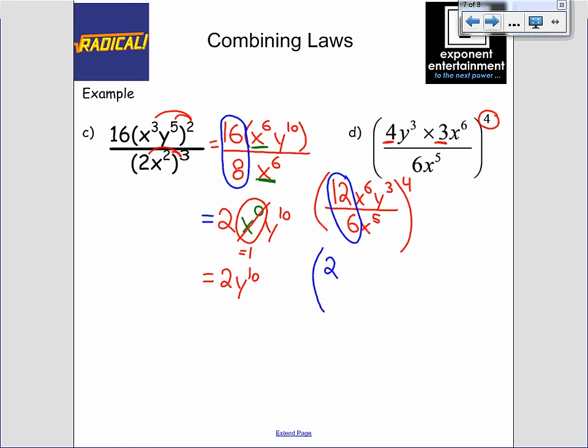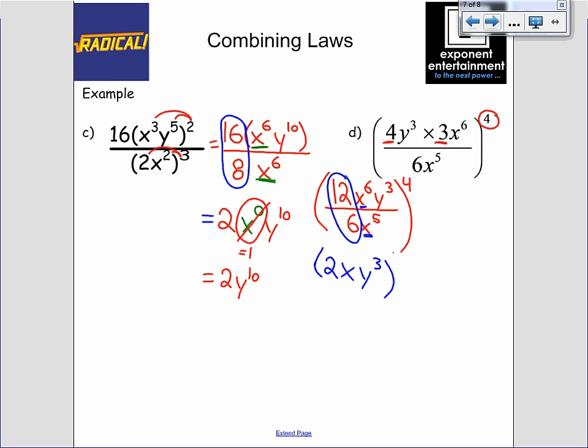x to the power of 6 and x to the power of 5. Those can be combined using our quotient law. Because it's division, you subtract the exponents. So it will be x, because 6 minus 5 is 1. We don't write the exponent 1 because that's just silly. The y to the power 3 can't have anything done to it. And this is all still to the power of 4.